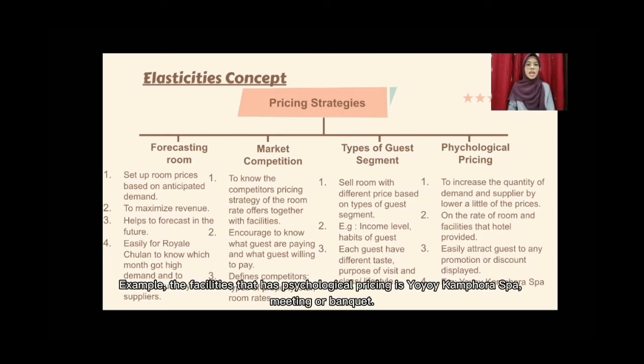For example, the facilities that have psychological pricing are the Yo-Yo corporate spa, meeting or banquet. Why? During COVID-19, the Royal Chulan Hotel gave a discount to guests who stay a second night, with a 50% discount.